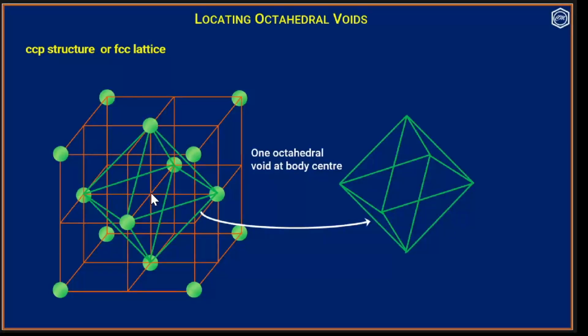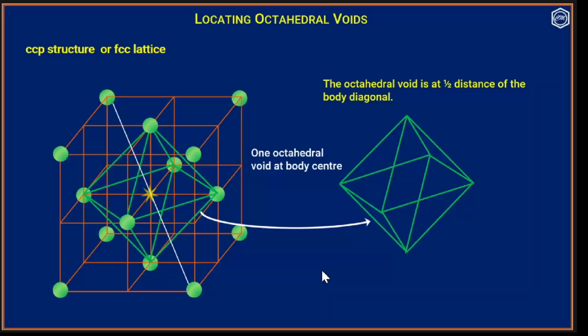This is the center of the octahedron, and this is the location of the octahedral void. And this octahedral void is at half the distance of the body diagonal. So this shows the octahedral void which is at the center of the crystal lattice.